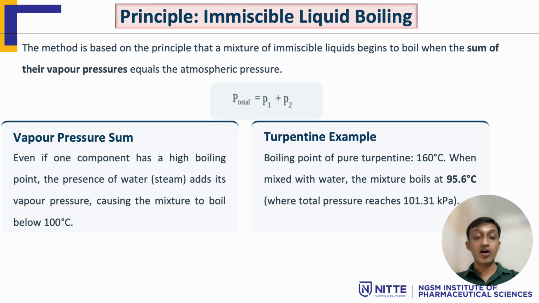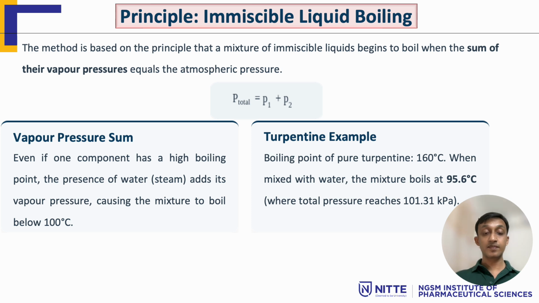The principle of steam distillation is based on the behavior of immiscible liquids. When two immiscible liquids, such as water and an organic compound, are heated together, they exert independent vapor pressure. The mixture begins to boil when the sum of their vapor pressures equals atmospheric pressure. This means the mixture can boil at a temperature lower than the boiling point of either component.